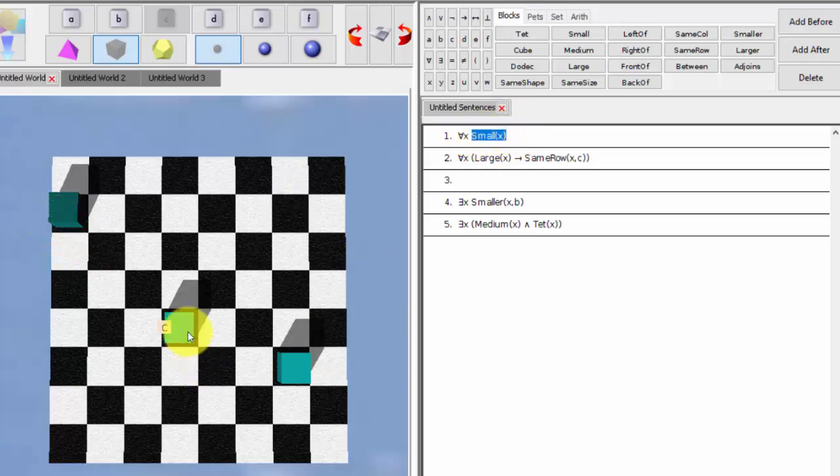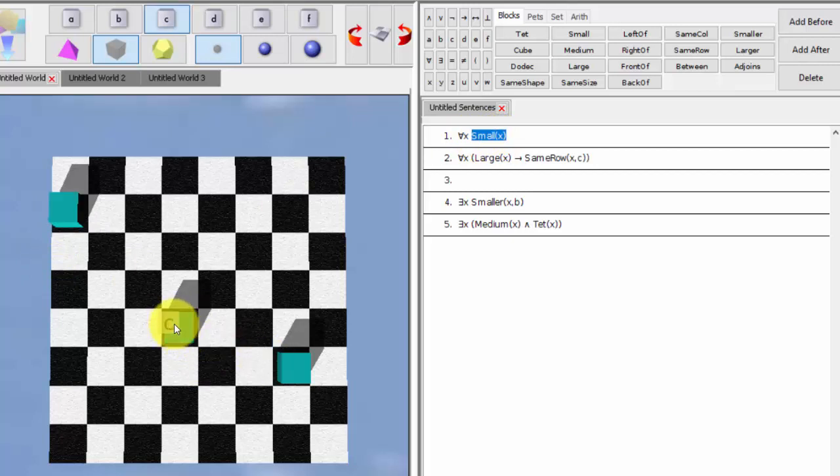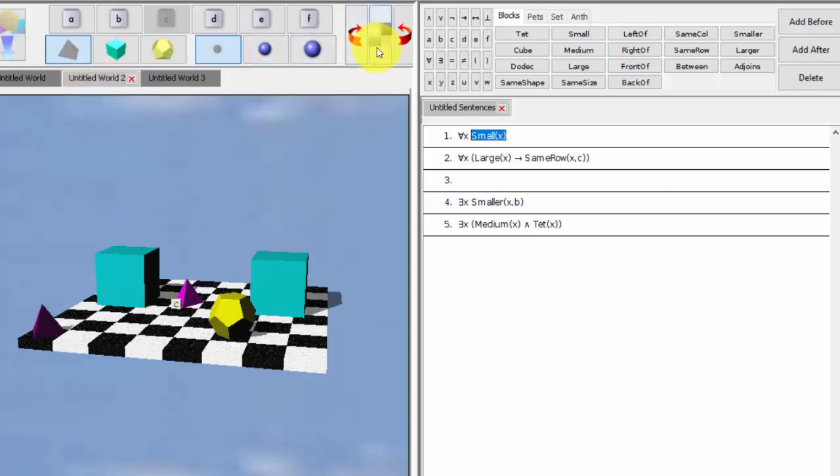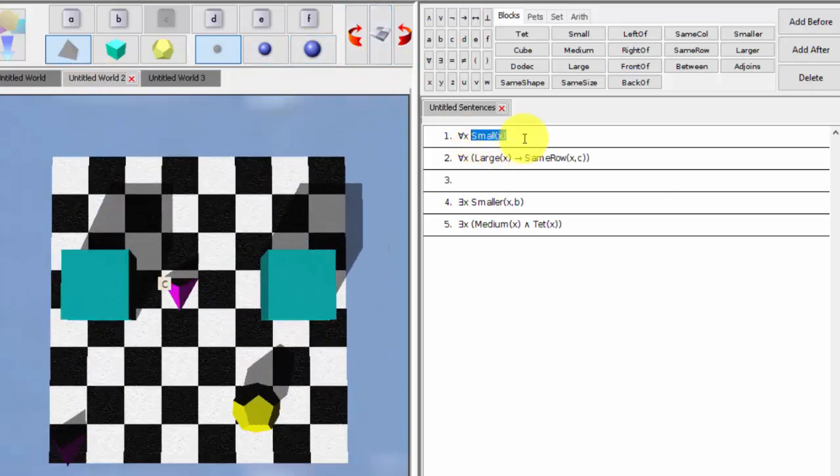Turns out this one is small as well as this one. So it should come out to be true, which it does. But if I say that everything is small in this world, we have one medium object and two large objects that do not satisfy the well-formed formula. So it should come out to be false, which it is.